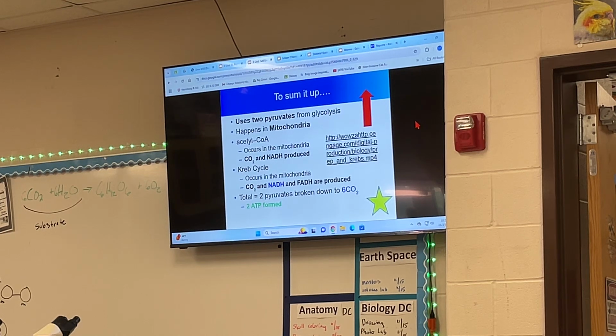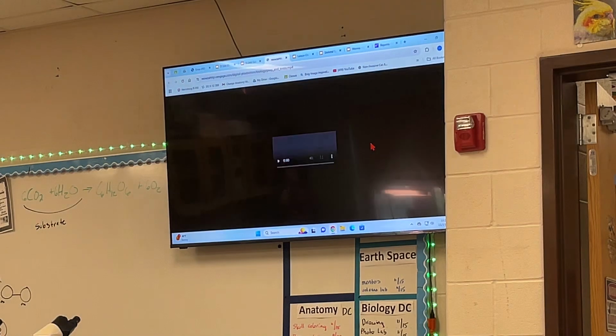So to sum it up, it uses 2 pyruvates from glycolysis, happens in the mitochondrial matrix to be precise, and carbon dioxide and NADH are produced, also some FADH are produced, the 6 carbon dioxides are released, and 2 ATP are formed. And we'll watch a video.